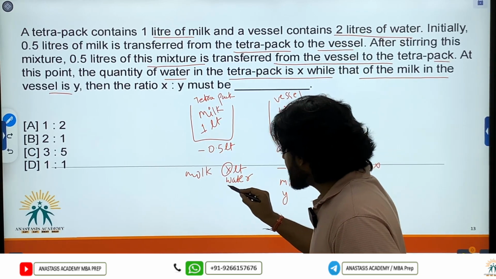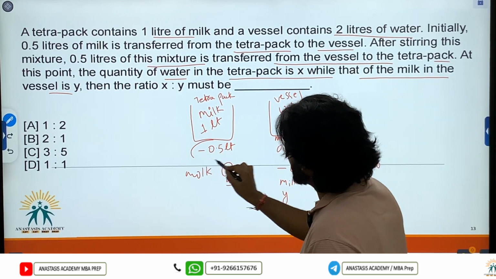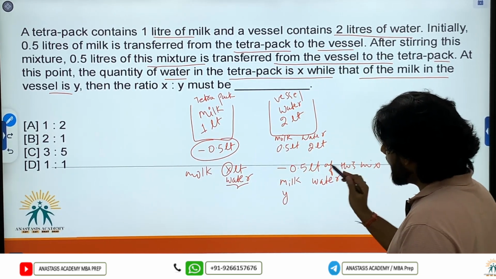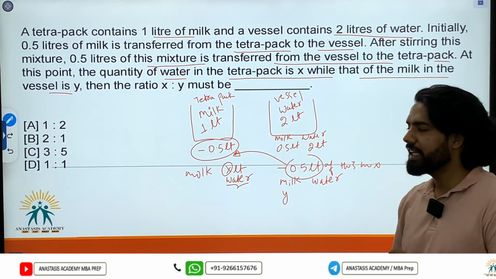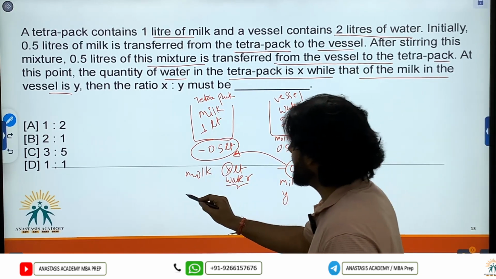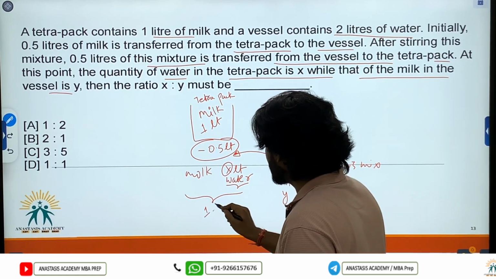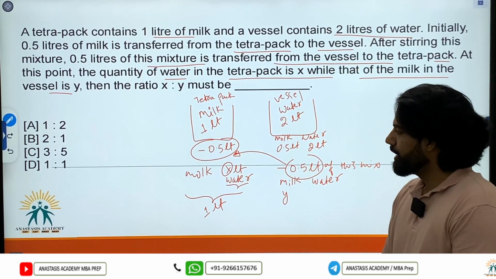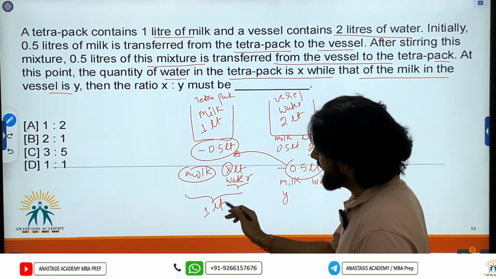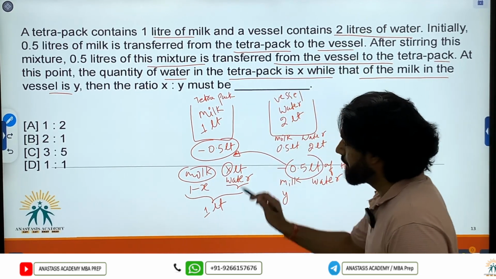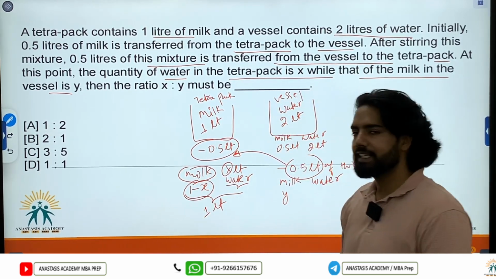I know there is X liters of water in this Tetra Pak, and because 0.5 liter was removed and 0.5 liters is now added to this Tetra Pak, we can say this final volume would be 1 liter only, right? This total is 1 liter only. So we can say the amount of milk in this Tetra Pak would be 1 minus X, right? Because X liters is the water. So the amount of milk would be 1 minus X liters.